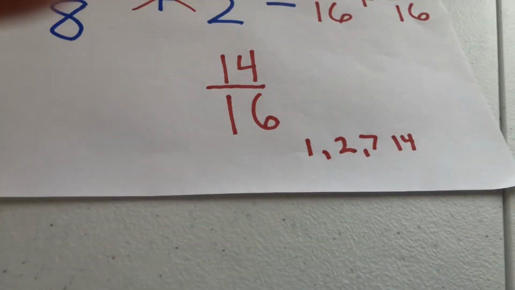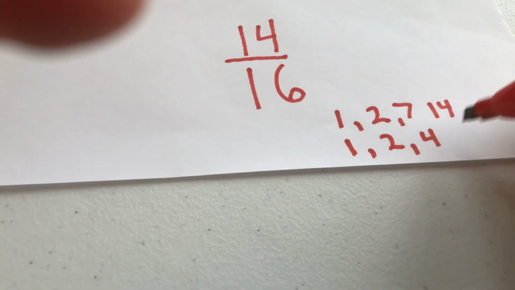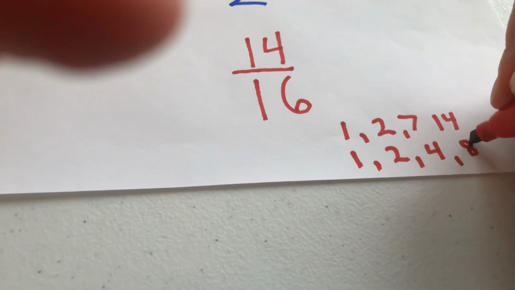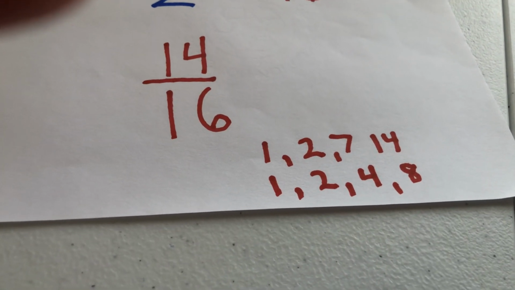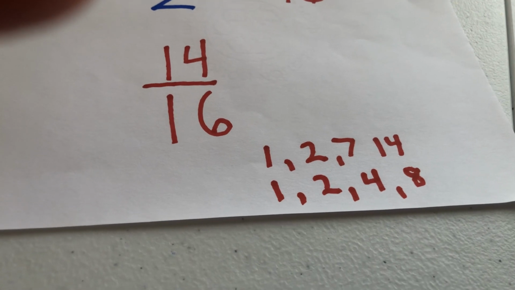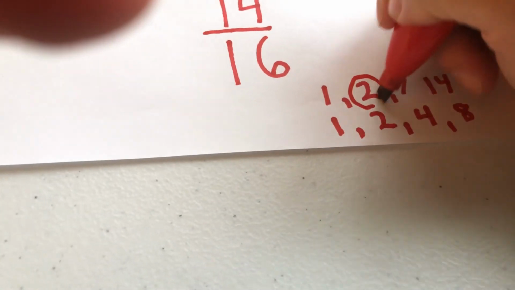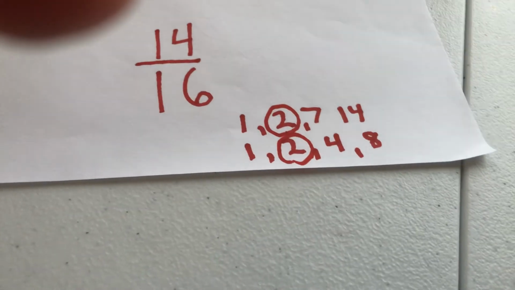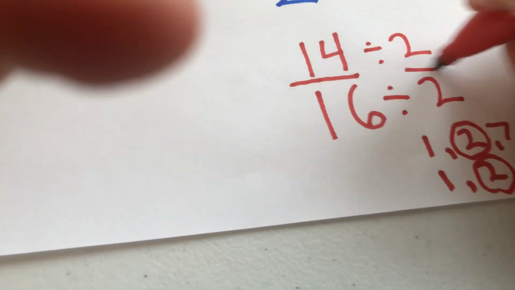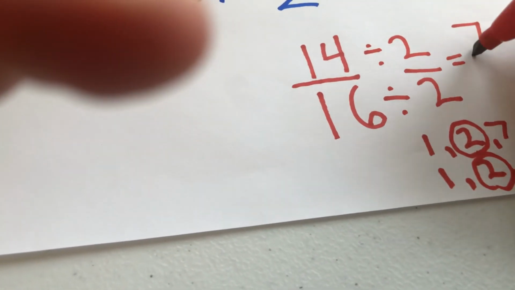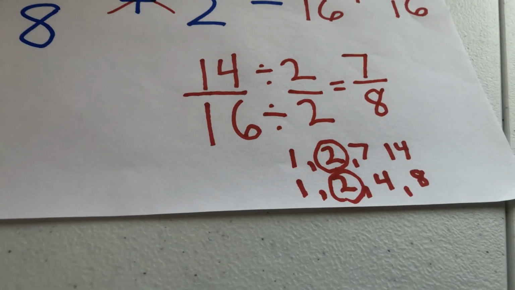Then list the factors of 16. 1, 2, 4, and 8. Okay. All right, we want to circle the largest number that they have in common, and that's a 2. So we're going to divide it down with a 2, okay? 14 divided by 2, 16 divided by 2 equals 7/8, okay? That is your final answer.